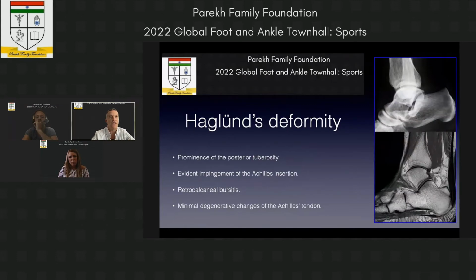Images show an enlarged calcaneal tuberosity. The mechanical effect is an impingement of the retrocalcaneal bursa and Achilles insertion during dorsiflexion of the foot. This is frequently seen in athletes who practice running, jumping, or climbing sports. The pain and swelling at the posterior heel results in impaired physical performance. The tendon, in this case, has minimal degenerative changes, so the decision here was to perform an endoscopic calcaneoplasty.